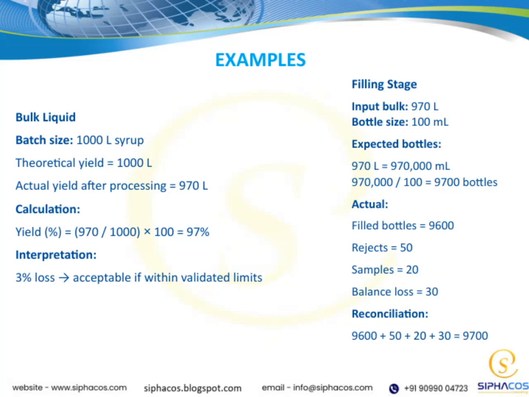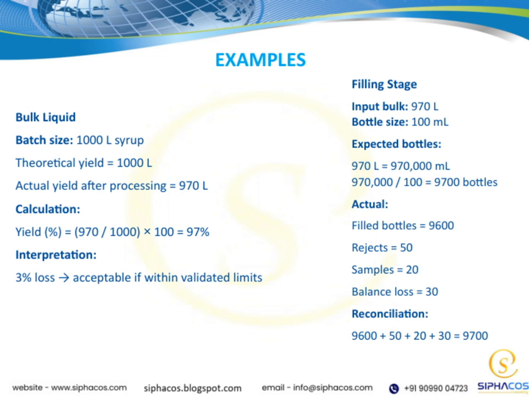In this slide, we're looking at the filling stage, which is a crucial part of our production process. We start with an input bulk of 970 liters, and since our bottle size is 100 milliliters, we can determine the expected number of bottles. So, converting 970 liters to milliliters, we have 970,000 ml. Dividing that by 100 ml per bottle gives us an expected 9,700 bottles. That's our theoretical target based on the input volume.